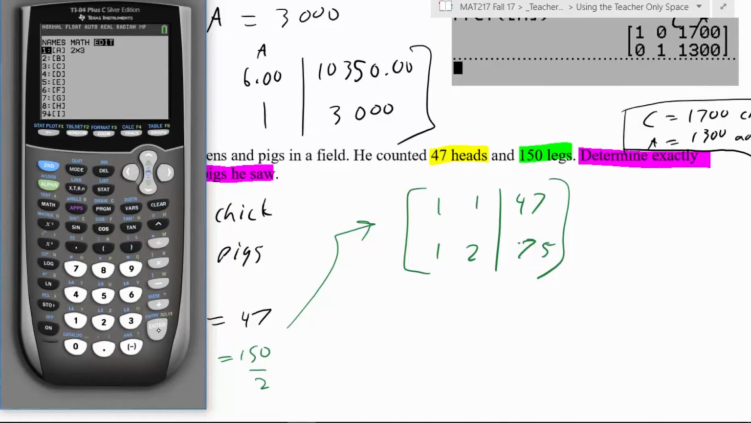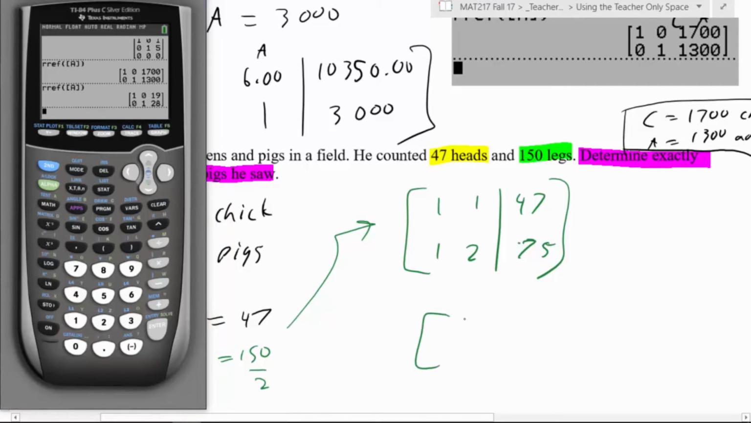We're going to go over here, edit. And it's a 2 by 3 once again. 1, 1, 47, and 1, 2, 75. All right, I'm just going to hit enter so it redoes reduced row echelon form. And what do we get? 1, 0, 19, 0, 1, 28.